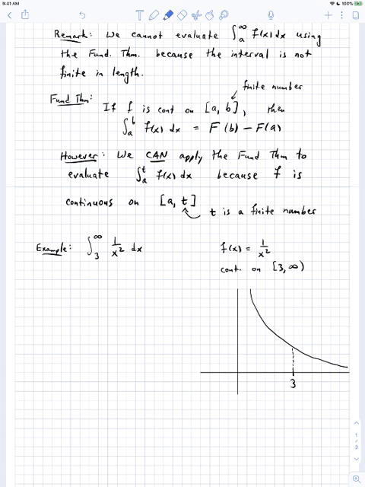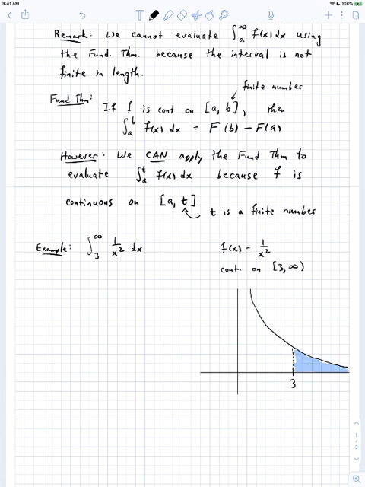And we want to compute the integral, the definite integral, or really the improper integral, from 3 to infinity. We actually computed the improper integral from 0 to some number, and we found that that was infinite. But in this case, going from 3 to infinity, it will turn out that this is a finite value. So how is this going to work?